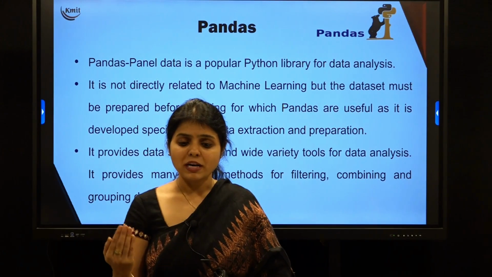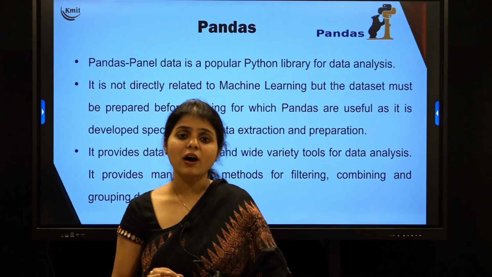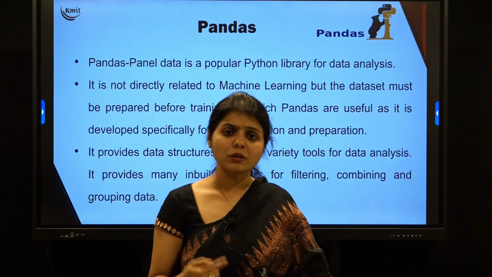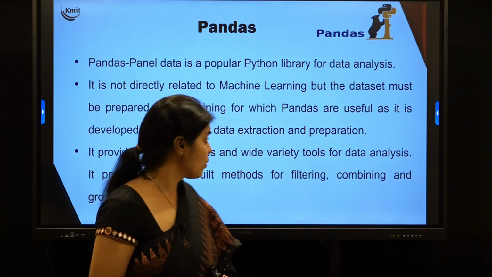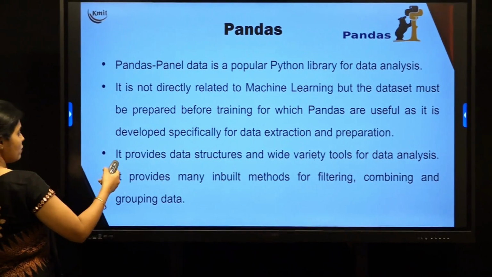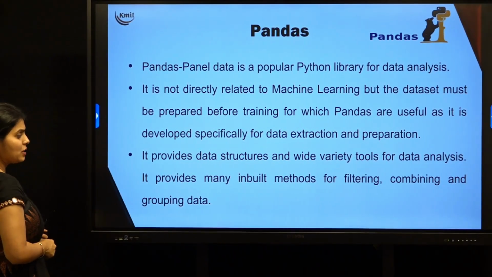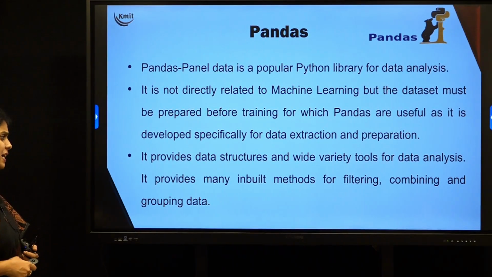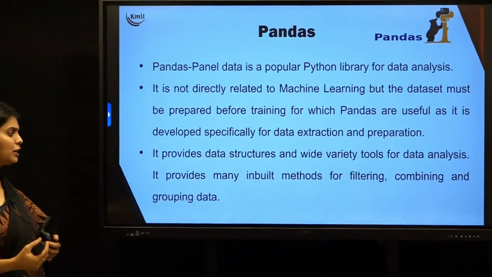There might be inconsistent data or missing values in the data, because the data is basically raw and unstructured. So before we actually feed this data into the machine learning algorithm, we do this data pre-processing using the pandas library. Before we train the model, we prepare the data by using the pandas library. Now, the pandas library provides data structures and a wide variety of tools which we use for data analysis. We have a few inbuilt methods like filtering, combining, and grouping data.